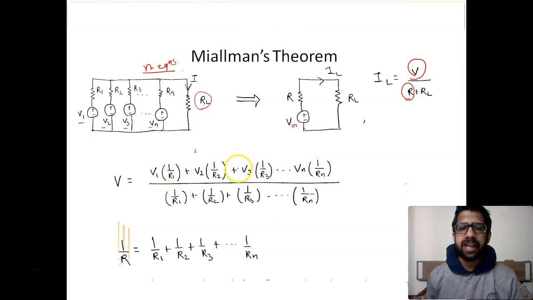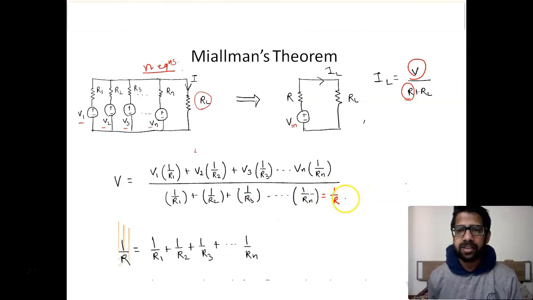This can be seen as V1 into the admittance of R1, or say the admittance of the first branch. Admittance is nothing but the reciprocal of the resistance. So this is how the numerator is developed, divided by the addition of the admittances of all the branches. So in the division you have 1 upon R1 plus 1 upon R2 plus 1 upon R3 and so on till 1 upon Rn. This value is nothing but 1 upon R.